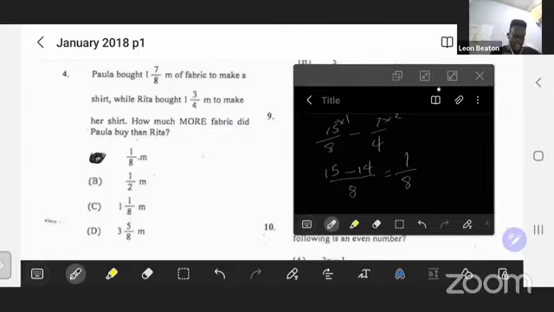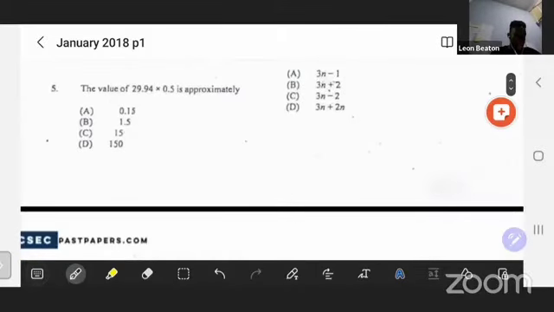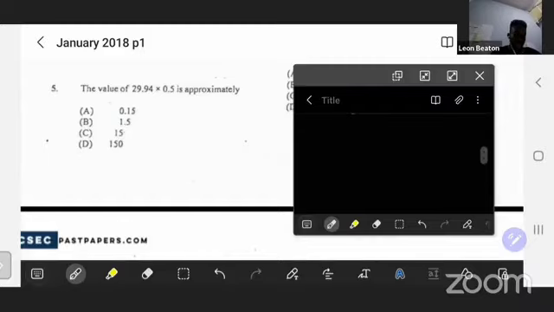All right, so we continue now. Number 5 is computation. All right, so it says the value of 29.94 times 0.5 is approximately... All right, let's get the note out again. So this is just some simple multiplication. So we have 29.94 times 0.5. When we multiply decimals, we just want to make all of them into whole numbers so that we can easily work them out.